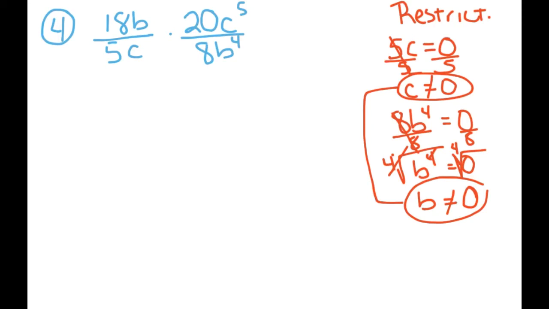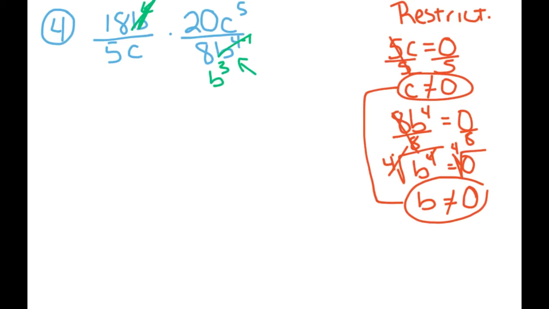So now we're going to look up here at our example. I have a b here on top. I also have b to the fourth on bottom. So b goes into b one time. 4 minus 1 leaves me with a b cubed.